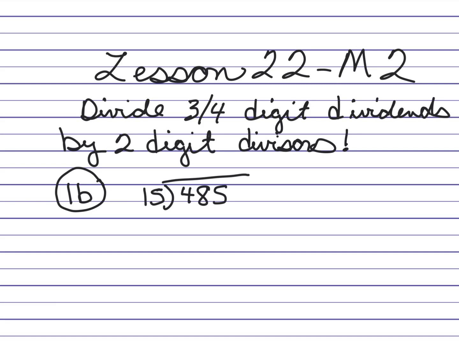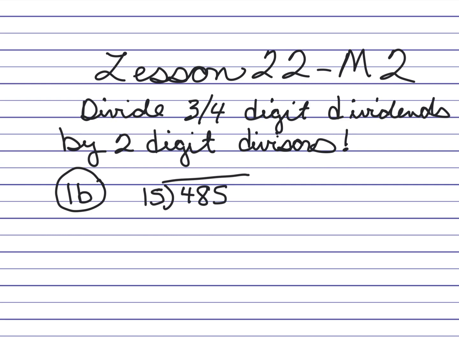Okay, in lesson 22, module 2, you're going to divide 3 to 4 digit dividends by 2-digit divisors. The difference here is your quotient is going to be more than 1 digit. So let's think about this for just a minute.